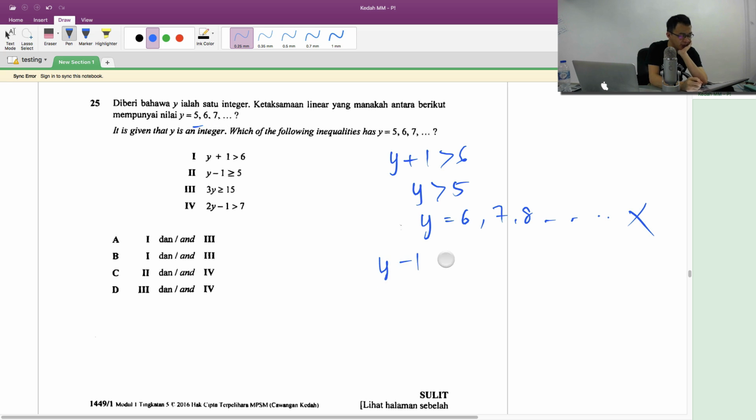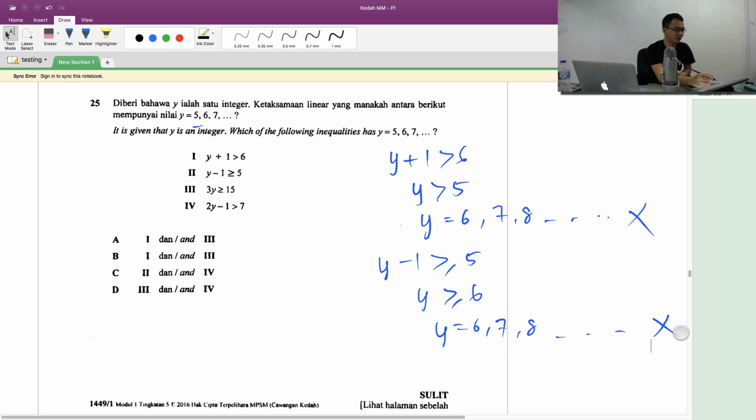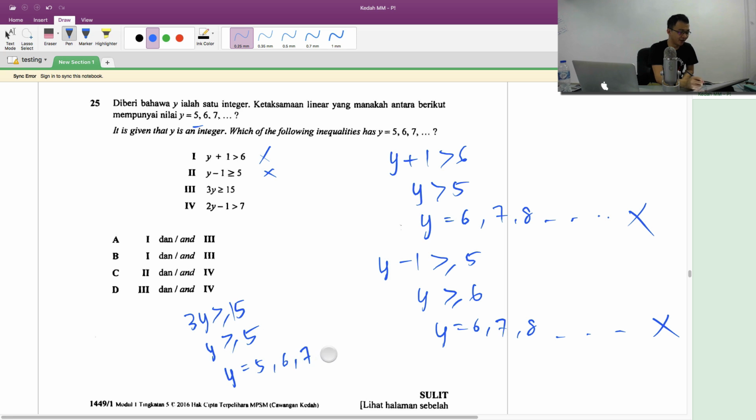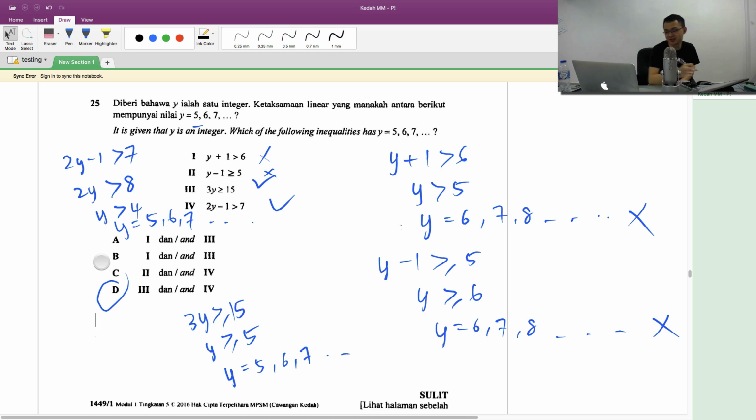The second one, y minus 1 bigger or equal to 5, so y is bigger or equal to 6. So y equals 6, 7, 8. It doesn't include 5 as well. So the first one and second one are wrong. Then 3y bigger or equal to 15, so y is bigger or equal to 5. So this one is 5, 6, 7. Yes, this is correct. If 2y minus 1 is bigger than 7, 2y is bigger than 8, so y is bigger than 4. Bigger than 4, the next number will be 5, 6, 7 until infinity. So this is correct. So number 3 and 4 are correct. Answer is D.